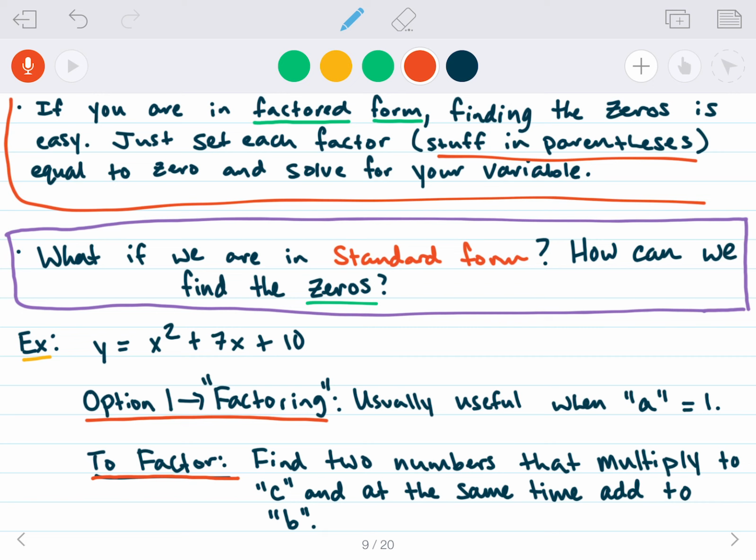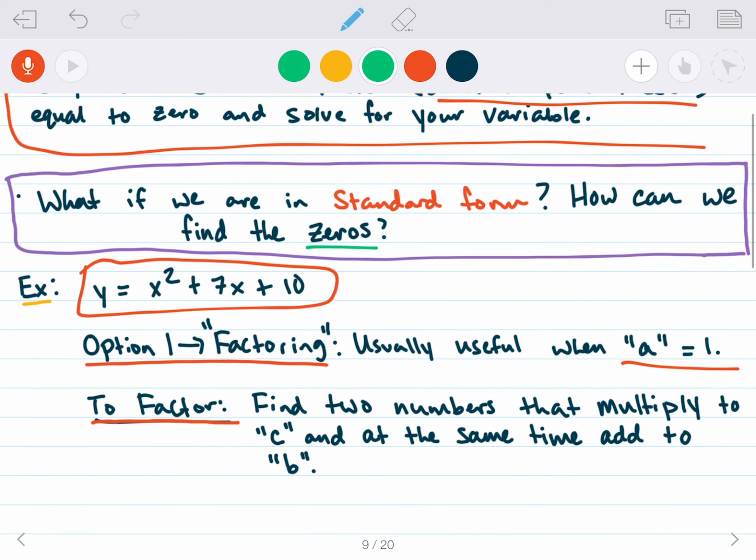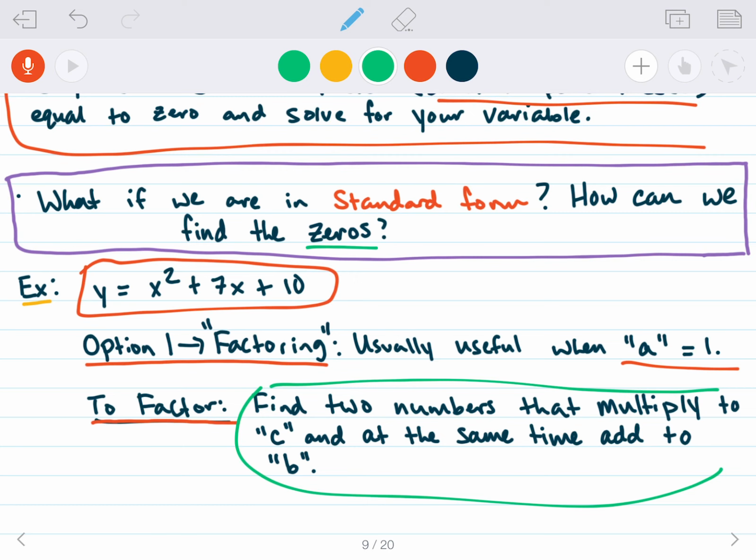Now, when would you factor? Well, when a is equal to 1, you can try to factor. That should be your first line of defense, because factoring is pretty easy to do, especially once you get used to it. This is how you factor. This is the algorithmic approach that I teach. You're going to find two numbers that multiply to C and at the same time add to B. And that's how you factor. That's what it is.